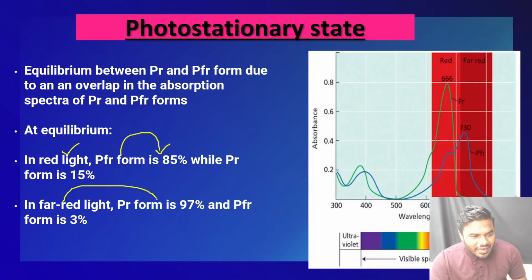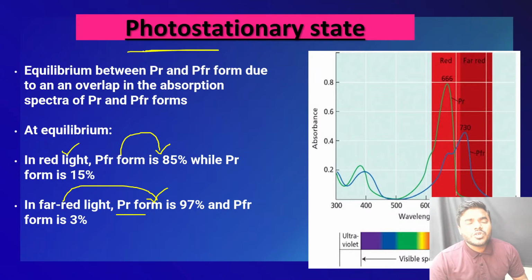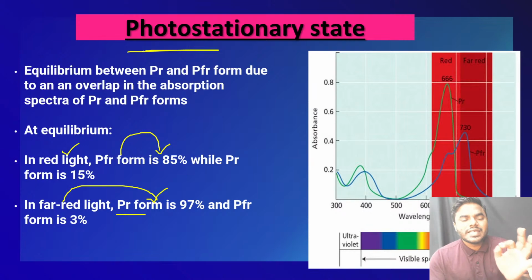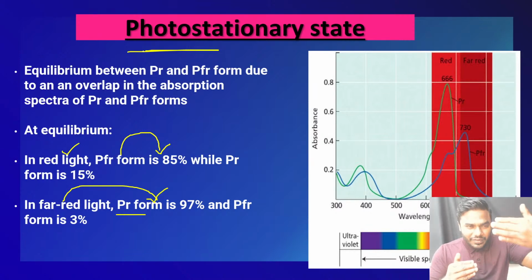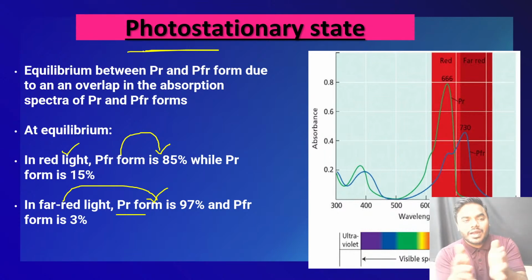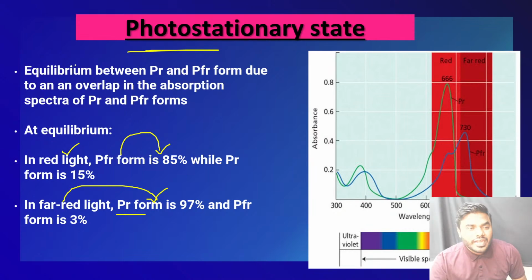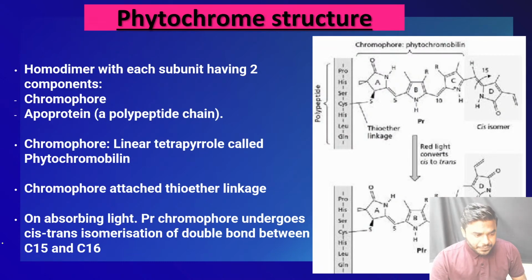In the far red light, the dominant form is the PR. How they are dominant, we will understand in the upcoming slide. Just listen to me carefully. What does photostationary state mean? It is an equilibrium state between the PR and PFR, where the spectra or graphs of the two overlap with each other. That is exactly what we can call the photostationary state.